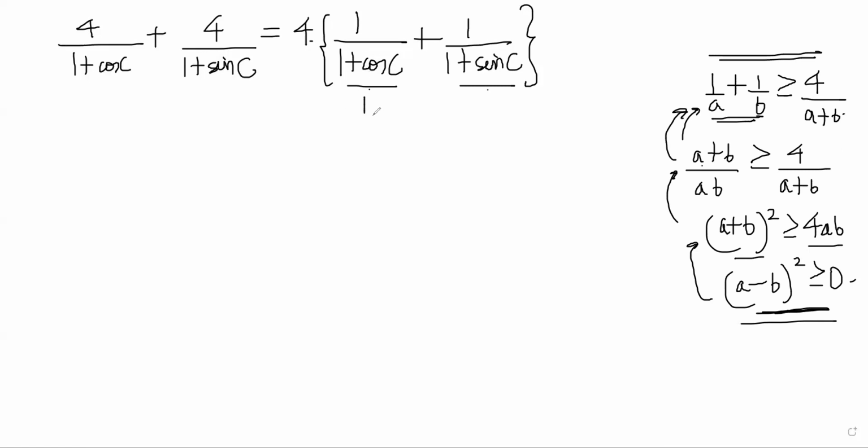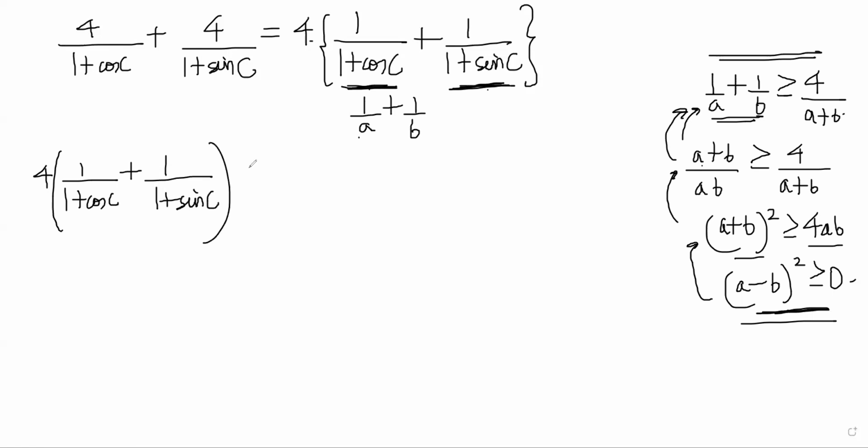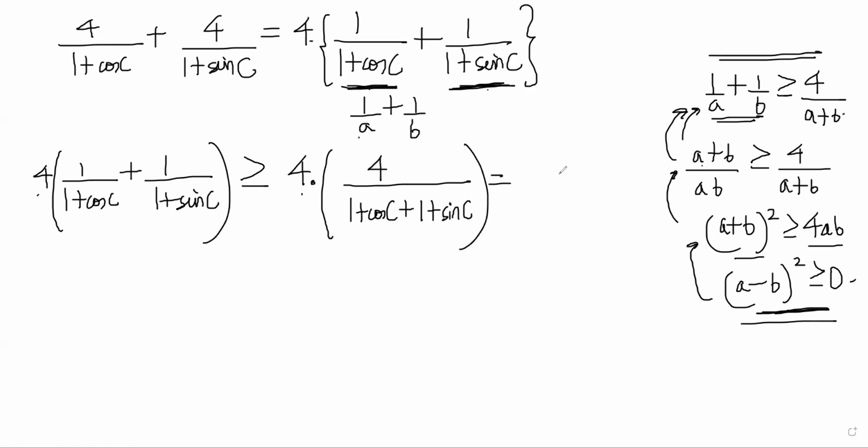So if I write this as 1 by a plus 1 by b, where a is 1 plus cos c and b is 1 plus sine c, I can write that this is greater than or equal to 4 times 1 by 1 plus cos c plus 1 by 1 plus sine c. 4 is a constant here, and the inside part is greater than or equal to 4 by 1 plus cos c plus 1 plus sine c, which is basically 16 by 2 plus sine c plus cos c, right?